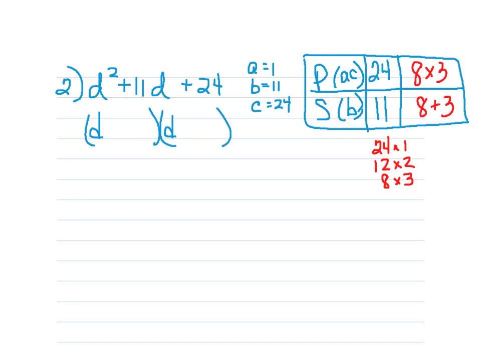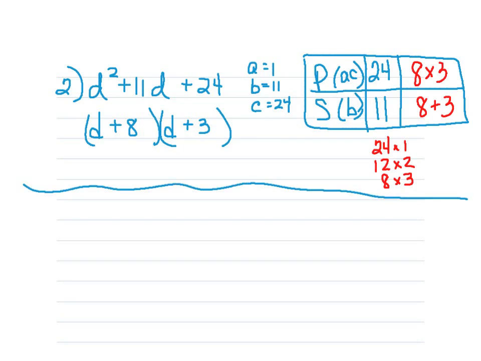So I found my two integers, and I can complete my factoring. So I have D plus 8, positive 8, and D plus 3, positive 3. Please note that you can always use FOIL to check that you factored correctly. So I'll do that now very quickly just to show you.